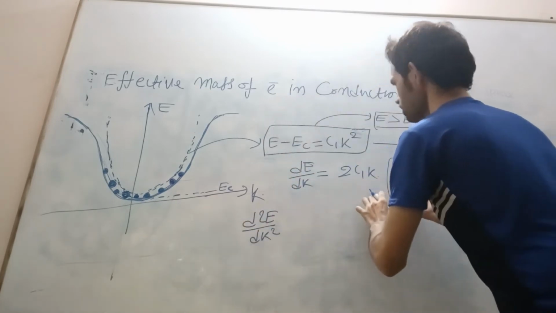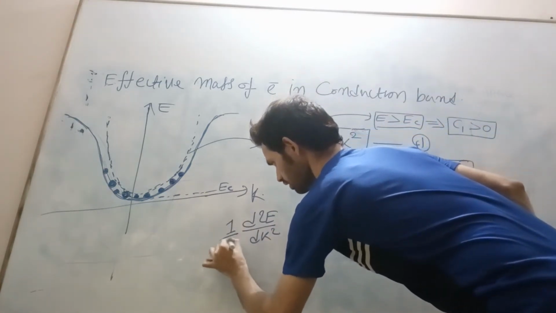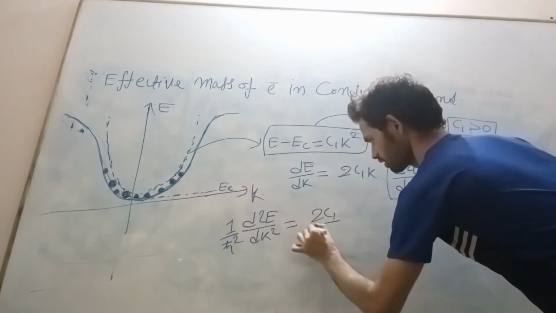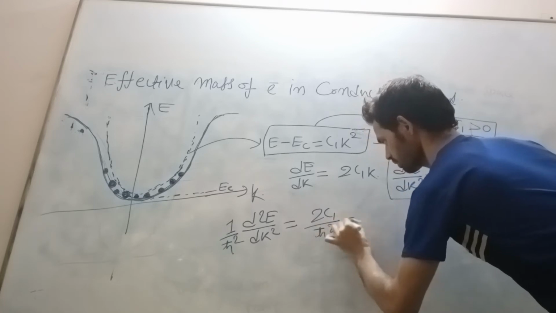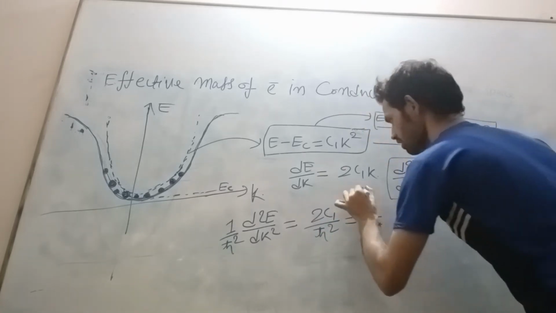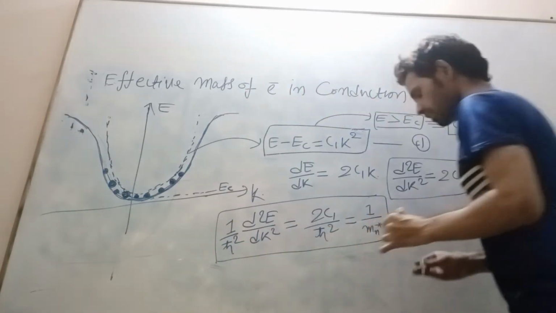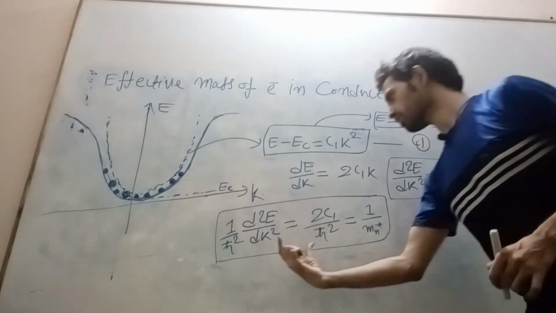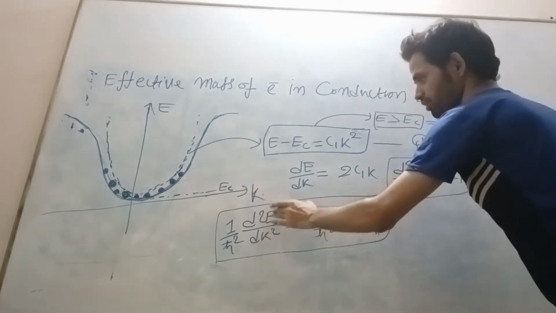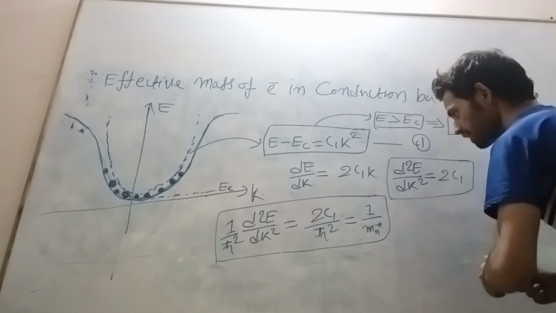Just divide this side with 1/ħ², and this side also with 1/ħ², and this becomes equal to 1/mn*. As we have seen in the previous case, the E-k diagram for the free particle case. So this is (1/ħ²) d²E/dk² is equal to 2C1/ħ², which is equal to 1/mn*.